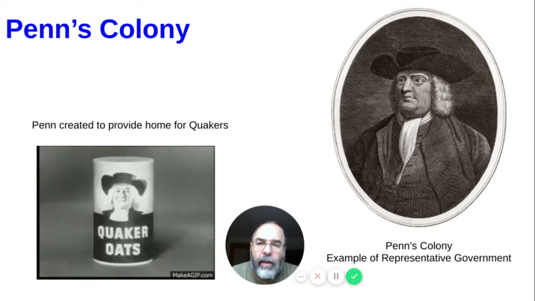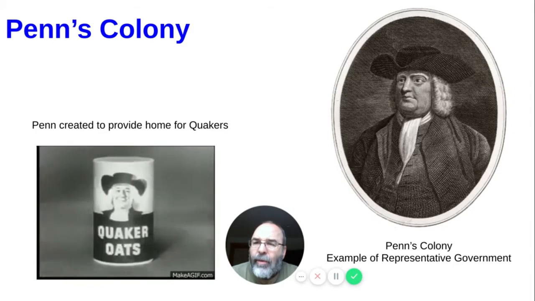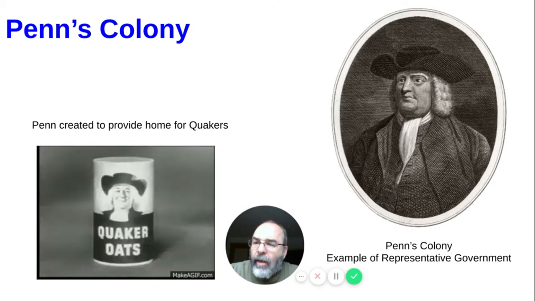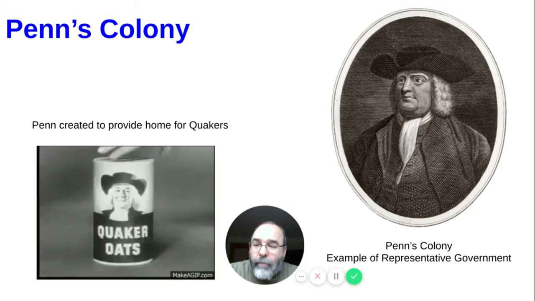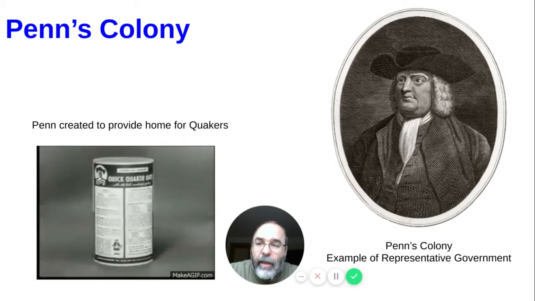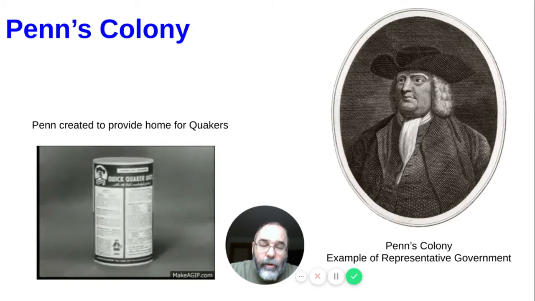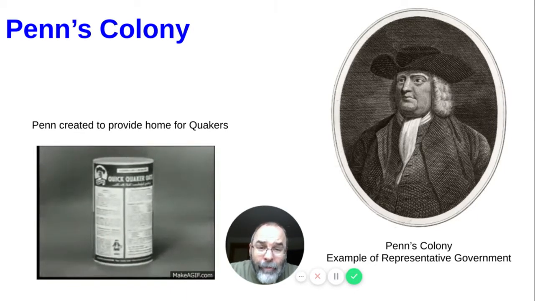Now, one of the things that makes the Quakers not liked is that they believed in equality between men and women before God. So men and women should be equal. They believed in nonviolence. They didn't think that you should just start with violence. They didn't believe in slavery either.